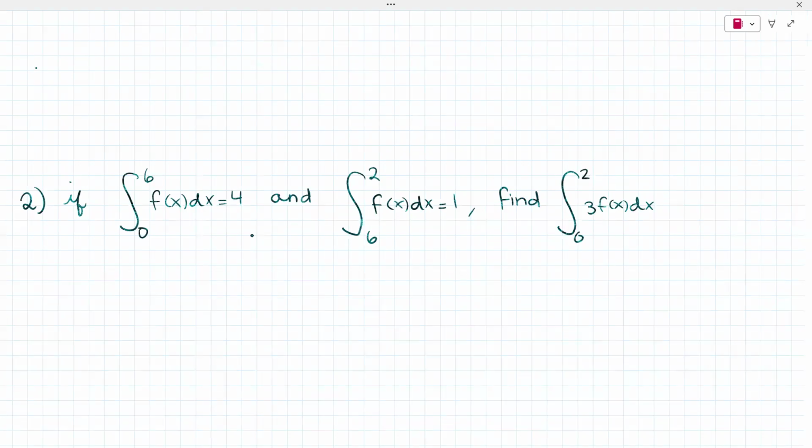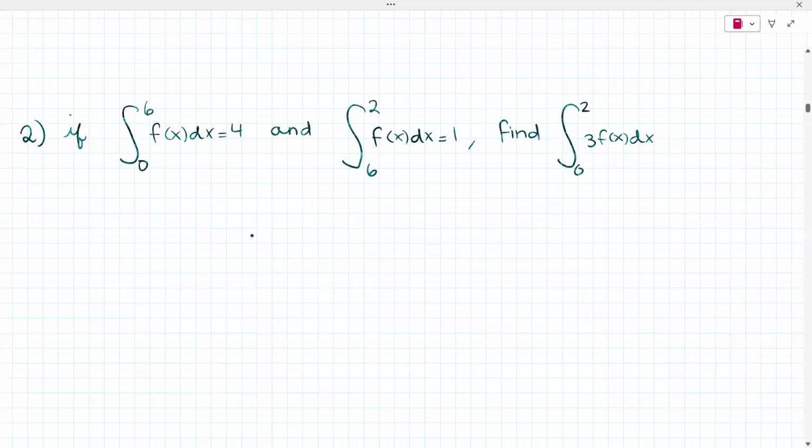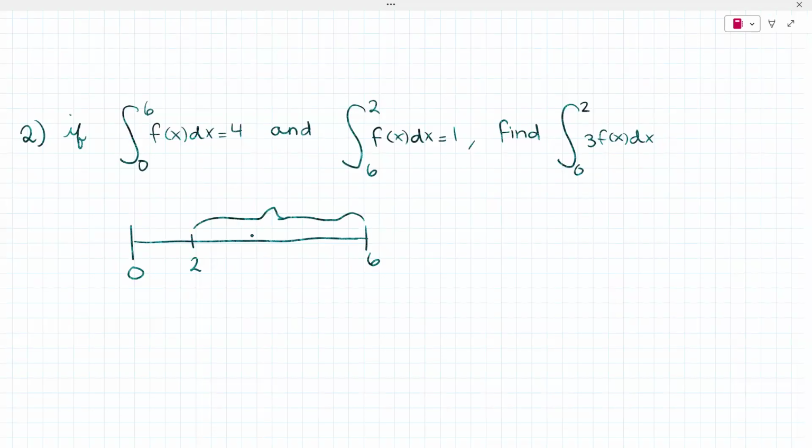Okay, so let's draw it on a number line. Our smallest boundary is 0, and our upper boundary is 6. It doesn't go any higher than 6. They're saying we want to find the distance from 0 to 2. So let's say this is 0 to 2. I don't know what that is, but I do know that the distance from 2 to 6 is 1. So this entire length here is 1, right?